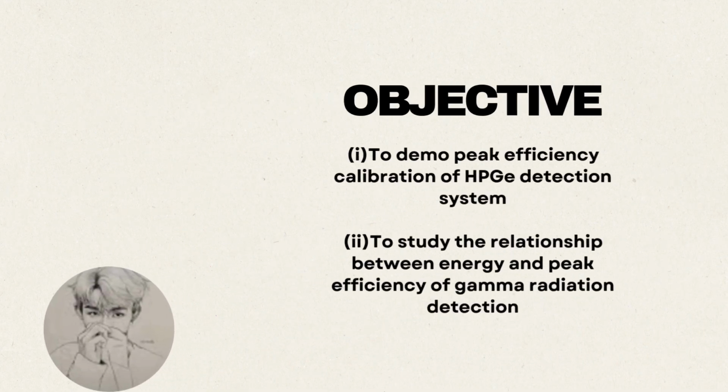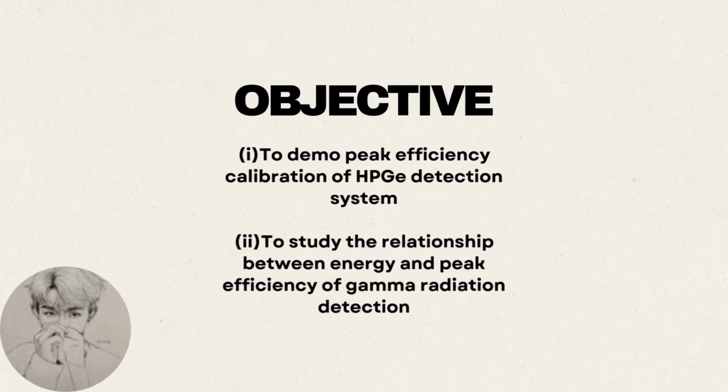For part 2, the first objective is to demonstrate peak efficiency calibration of the HPGe detection system. And objective number 2 is to study the relationship between the energy and peak efficiency of gamma radiation detection.